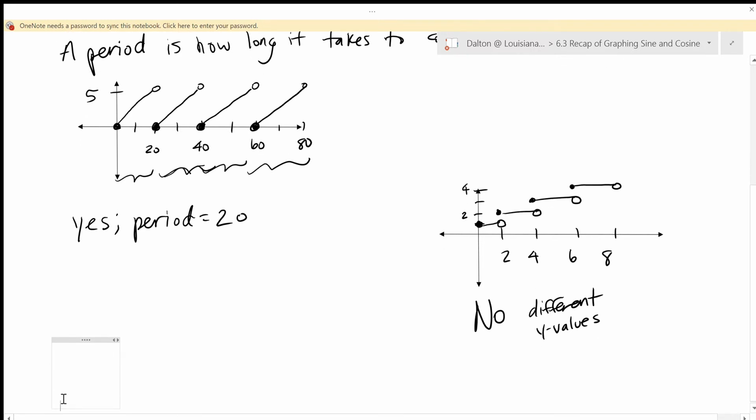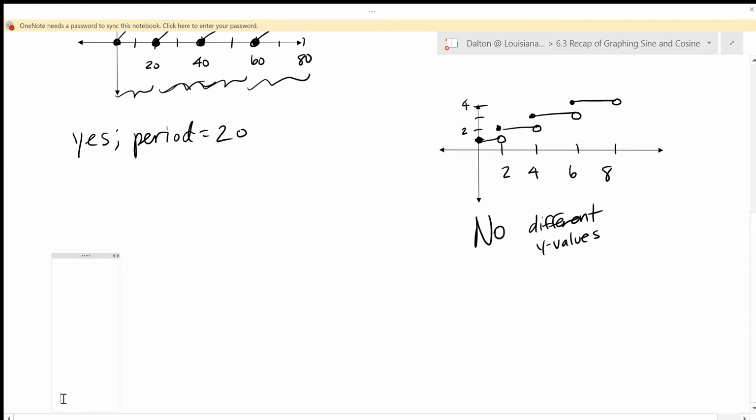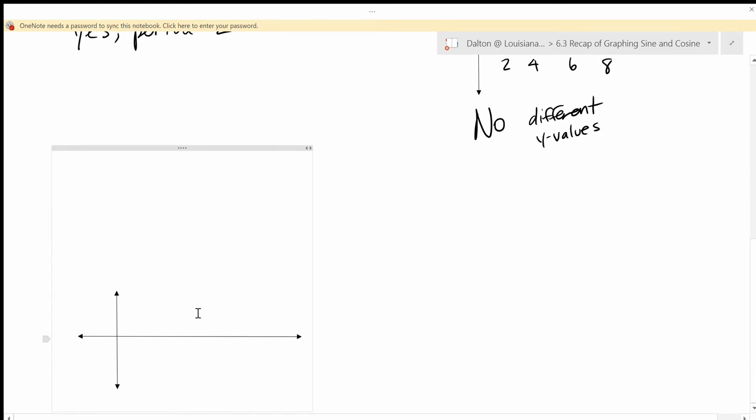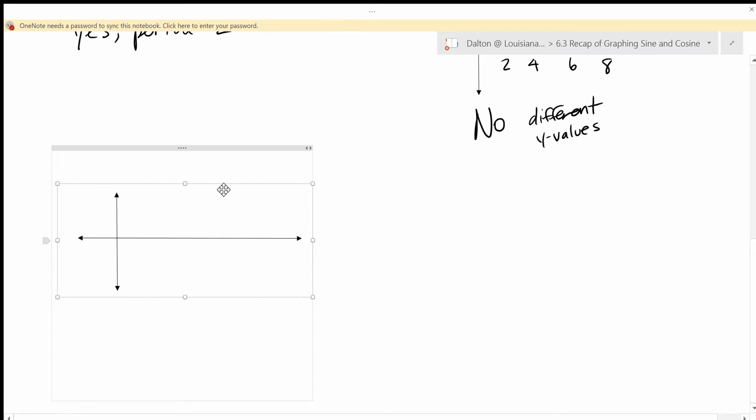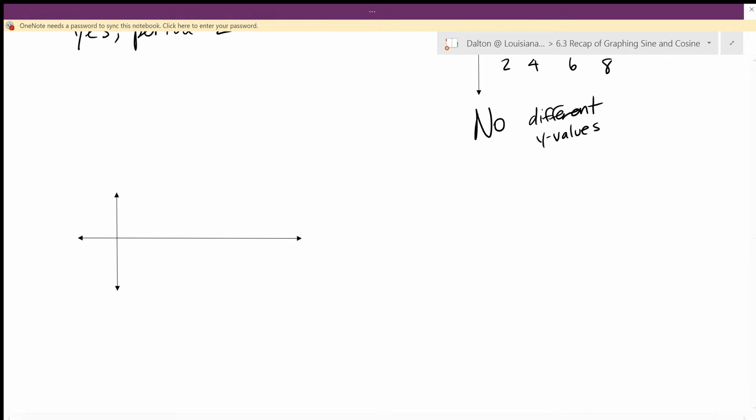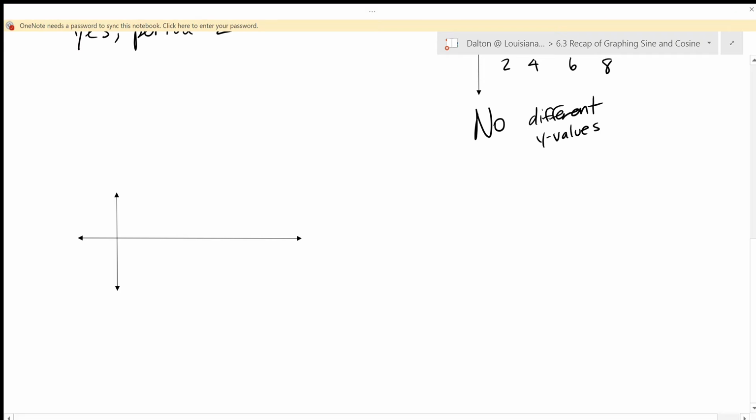Okay, so that's the basics on periodic. Now, just to recap how to graph sine and cosine in a way that might be a little bit more straightforward than filling out the x and y chart every single time. The main thing that I need you to remember with sine and cosine is that we care about the four corners.